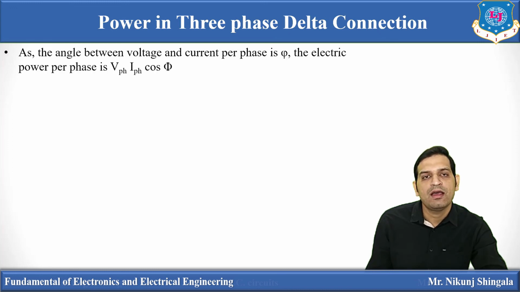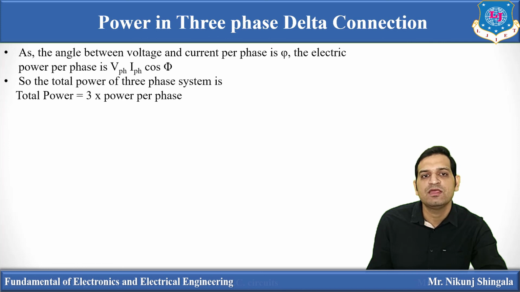Now as the system is balanced, the angle between phase current and phase voltage will be phi. So the electric power per phase will be V phase I phase cos phi. This is the actual power, the active power. Now the system is balanced, so the power in all phases will be equal. So the total power for the three phase system is given by 3 into power per phase, so 3 into V phase I phase cos phi.